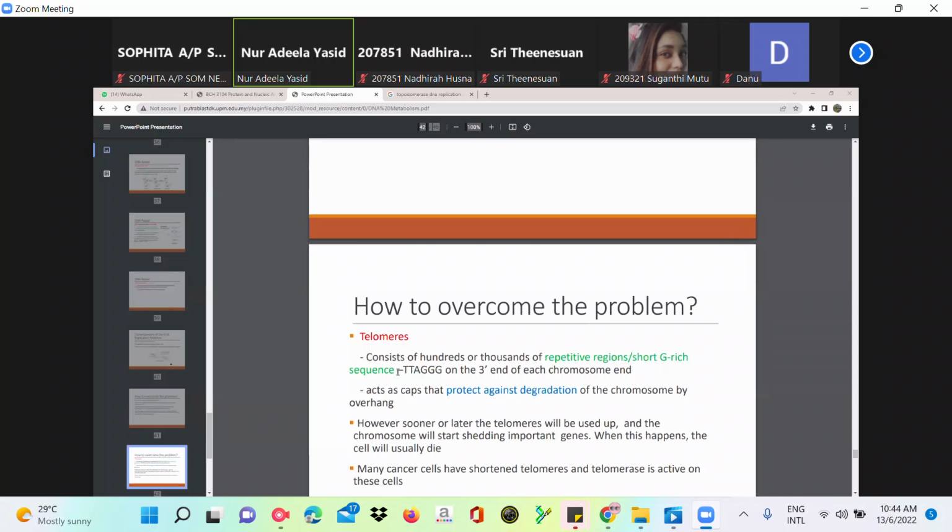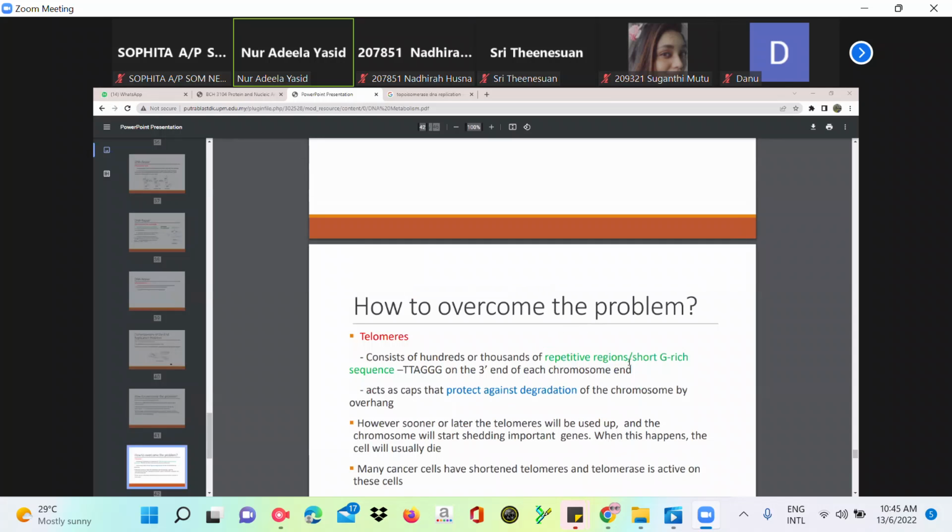And this telomere DNA is synthesized and maintained by an enzyme, telomerase tadi lah. Kita tahu telomerase is an RNA dependent enzyme, so basically it's a ribonucleoprotein. It's a complex of RNA and protein. So it acts as a cap that protects against degradation of the chromosome by overhang.